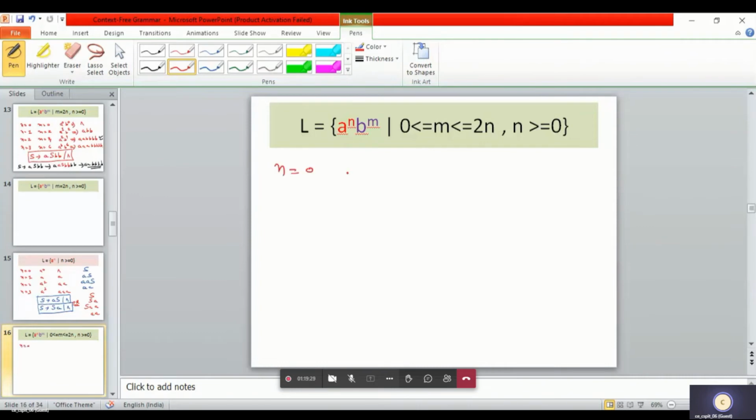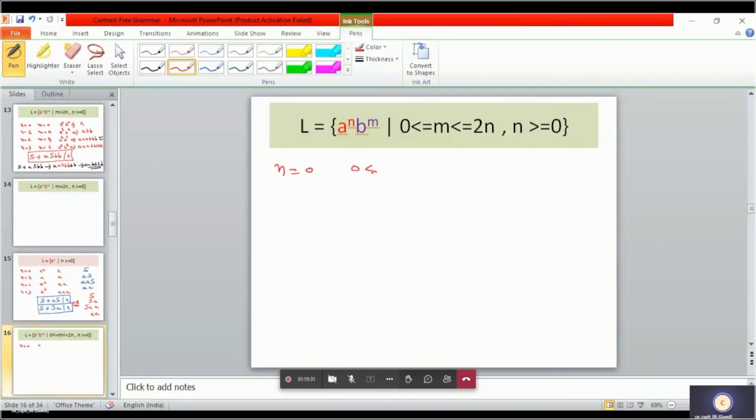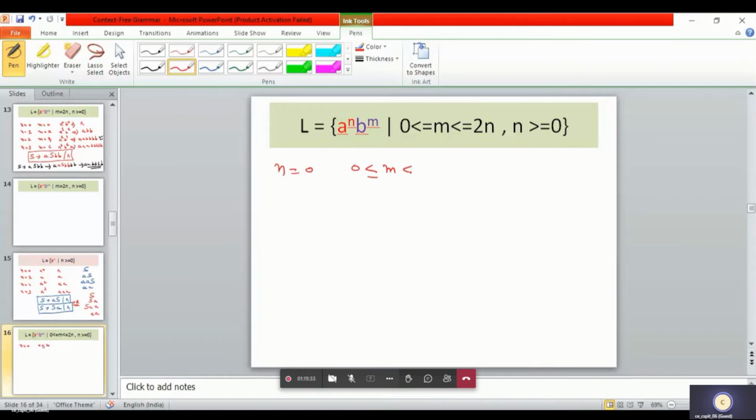N equal to 0. So we will write 0 less than or equal to m less than or equal to 2 into 0. So again, we will have 0 here. So this will give us 0 because the value of m is also 0. So we are getting null.